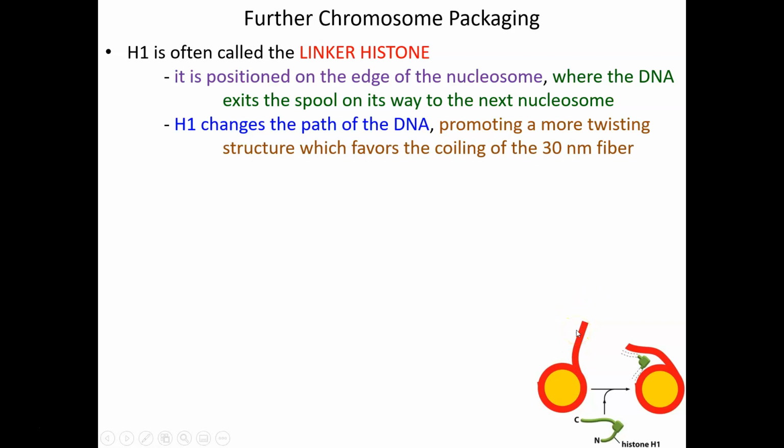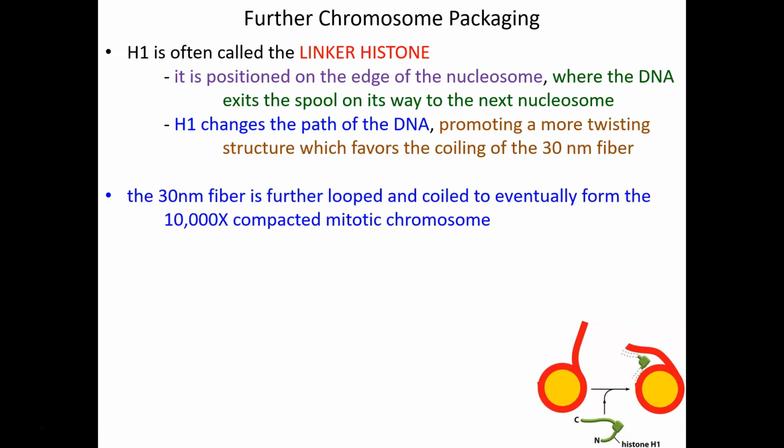And when H1 binds in that region, it interacts with that linker DNA and it promotes it to kink. It makes it bend, and we see that here in this schematic as well. This bending of that linker DNA promotes the nucleosomes to coil into the 30 nanometer fiber. So by kinking or bending linker DNA, you cause these nucleosomes to take on this helical spiraling pattern and they bundle into the 30 nanometer fiber.